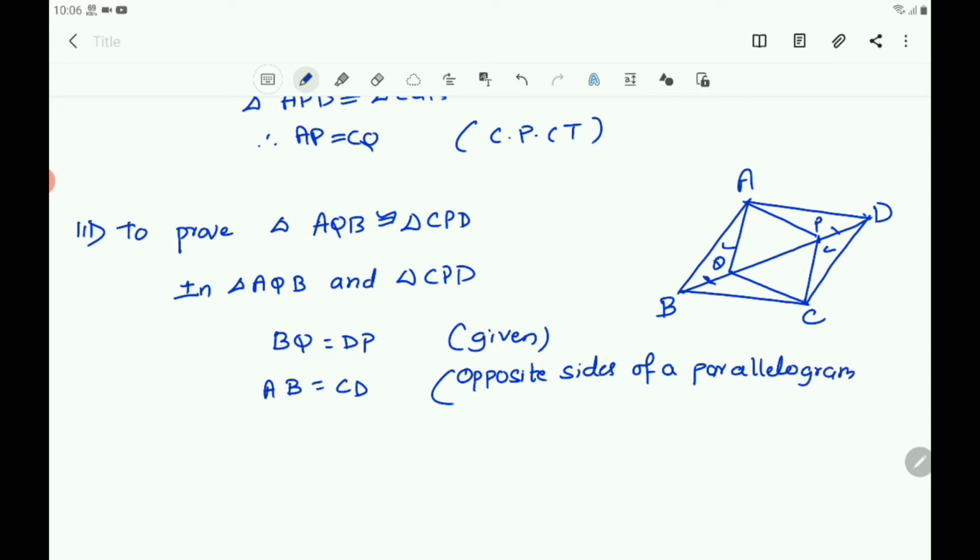Opposite sides of a parallelogram. And also you can take angle ABQ equals angle CDP. So you write angle ABQ equals angle PDC, or CDP. Same reason, they are the alternate angles made by the transversal BD of parallel lines AB and CD. They are the opposite sides of the parallelogram.